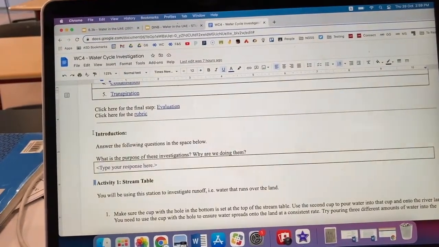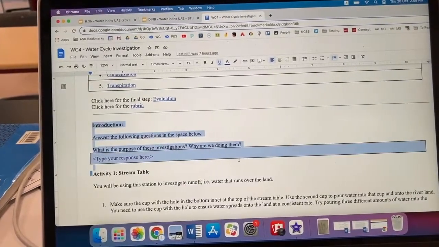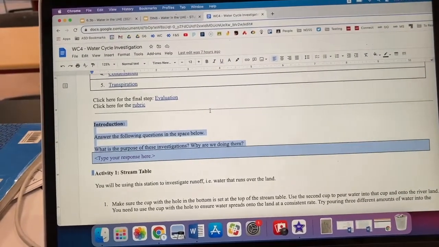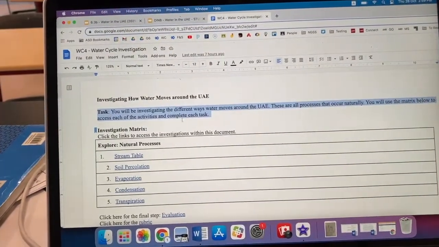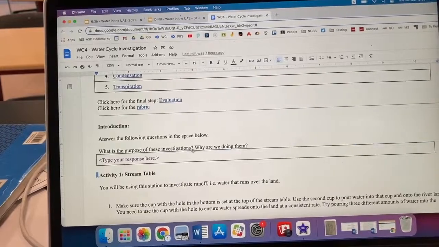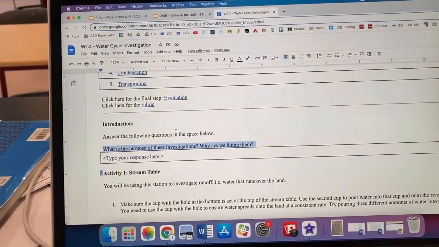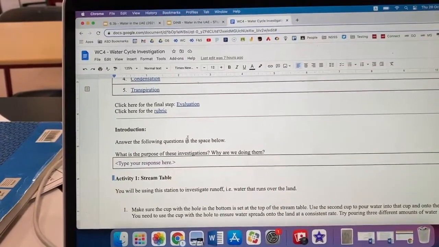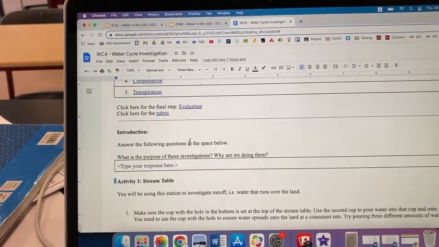The first thing you do before you get started is you need to do this introduction and set a purpose for the investigations. Why are we doing these investigations? If you're struggling with how to answer that, I would suggest looking at the description of the task. You need to set this purpose because this is something that all scientists do before they do an investigation. They have a question that's their purpose, or they set a statement of purpose. What are they trying to find out?